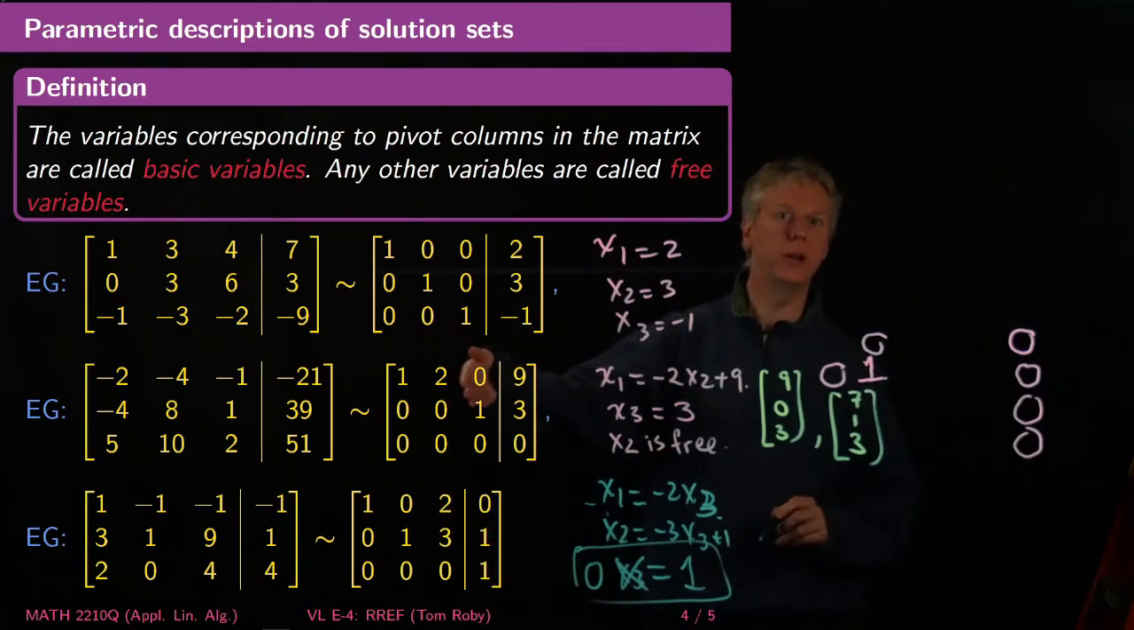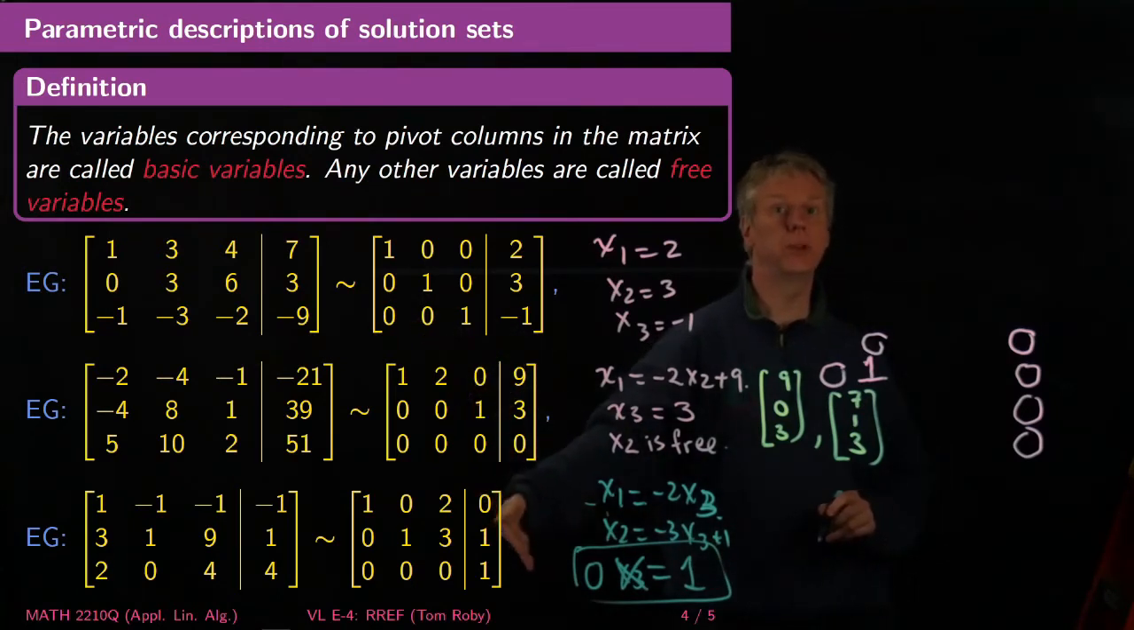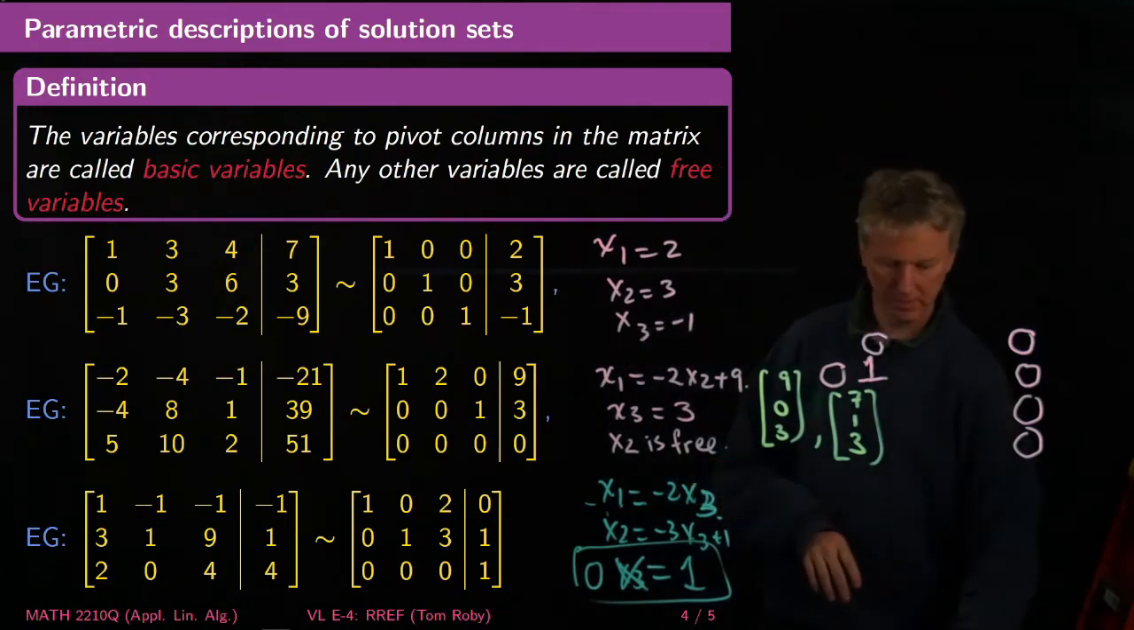So in one situation, we have a free variable, and it means we've got infinitely many solutions. In another situation, we have a free variable, but because the system's inconsistent, we actually get no solutions.